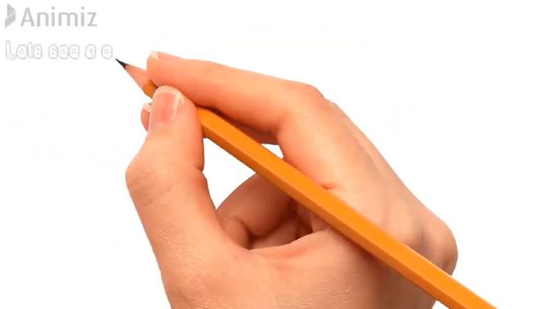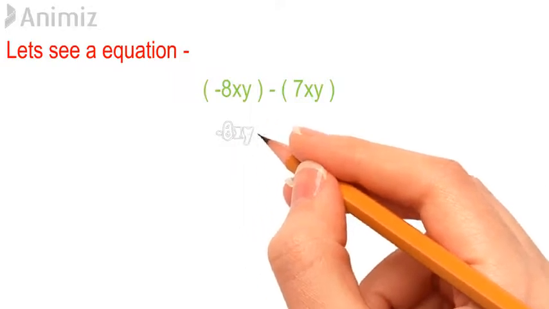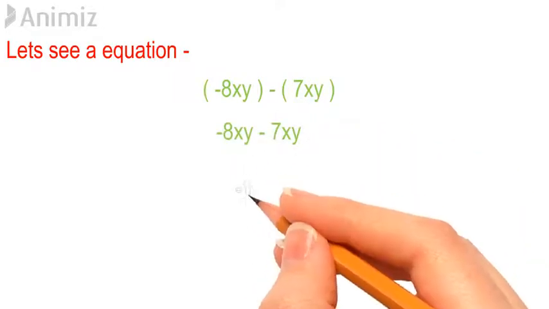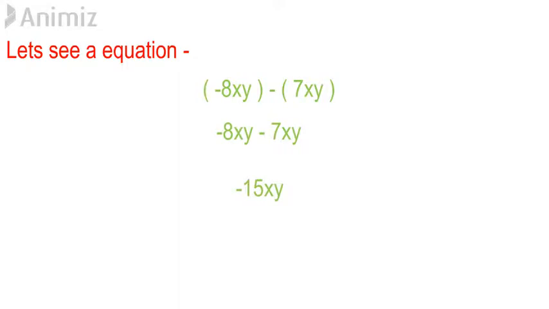Let's see an equation. Minus xy minus 7xy. So 7 is positive and the sign of negative is there, so we will multiply plus into minus, so the sign of minus will be put, so minus 8xy minus 7xy. So we will add the both negative to get the answer, so the answer will be minus 15xy. So that's how we calculate the equations of subtraction in algebra.